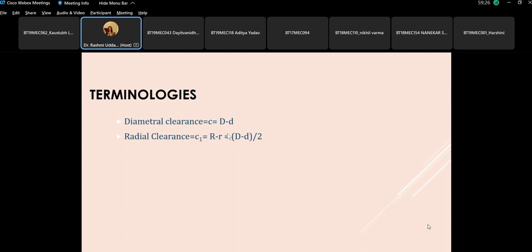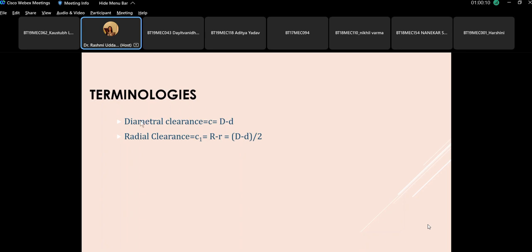Now you have to be very clear that this diametral clearance C, eccentricity E, and minimum oil film thickness H minimum are three different variables. Diametral clearance is the difference between the diameters, eccentricity is the distance between their centers, and H minimum is the minimum film thickness formed because of the pressure distribution. Why this H minimum has to be maximum, what is the magnitude of H minimum, and how the pressure distribution varies, we'll discuss in the next class.